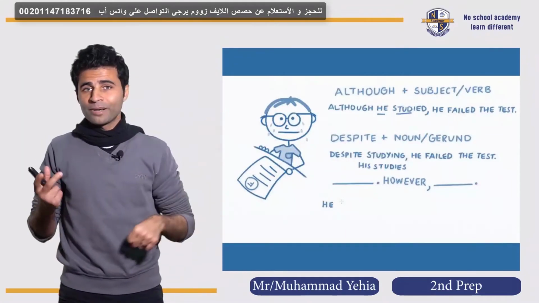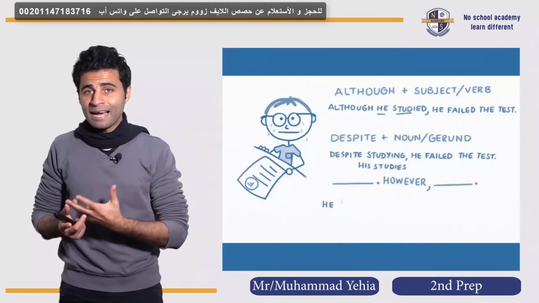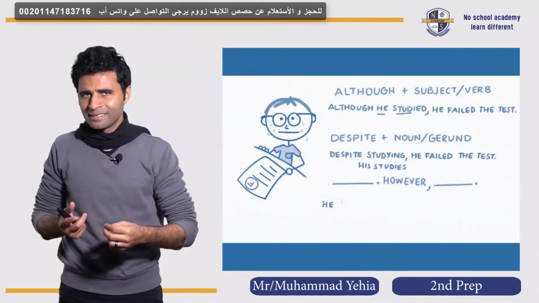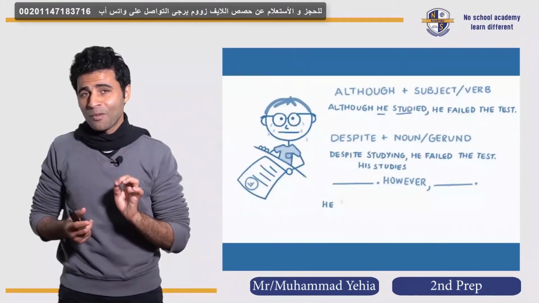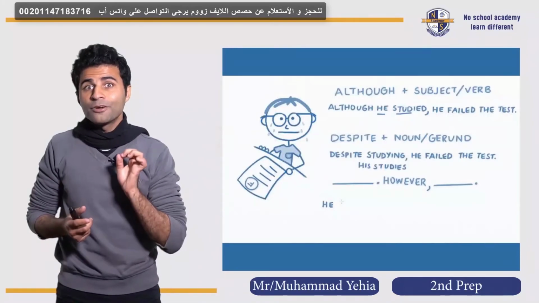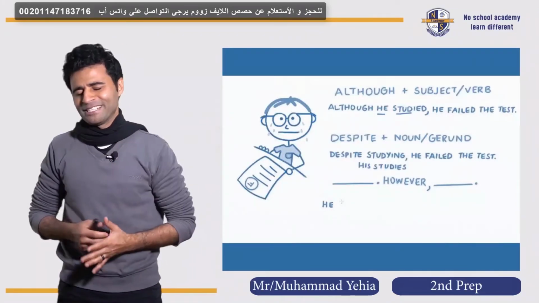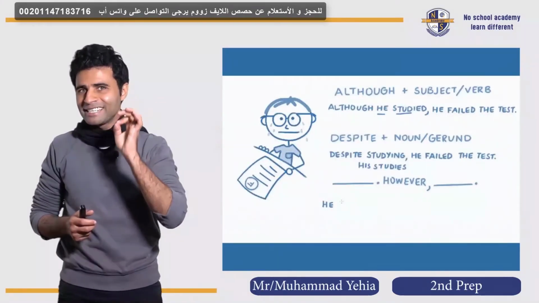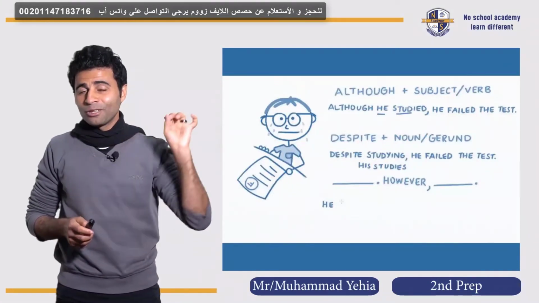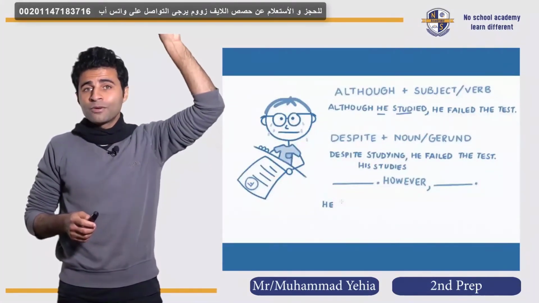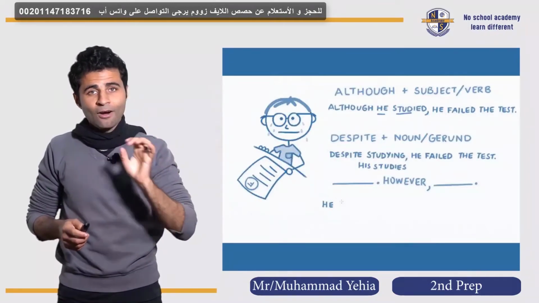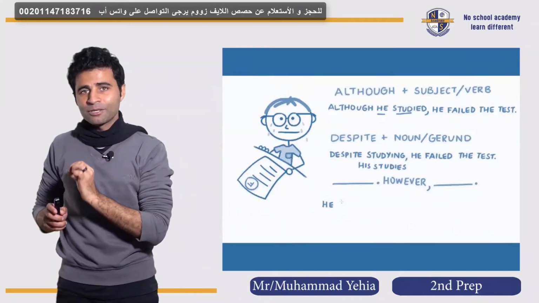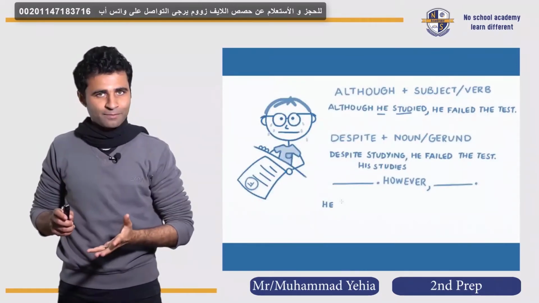Although it was raining, I went out to meet my friend. No, I don't go out with my friend. I go out with my beautiful girlfriend. Yes, don't tell anybody, keep it a secret. So although it was raining, I went out with my friends.